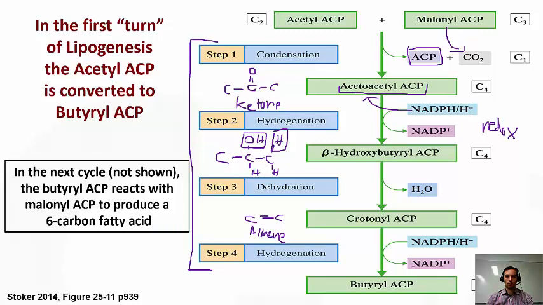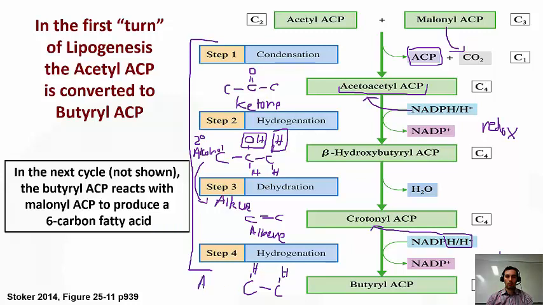We then turn the ketone to a secondary alcohol via the redox reaction, where we are actually reducing this ketone group, and then we do the dehydration to convert the alcohol into the alkene. And then the last step is to do another redox reaction where we take the hydrogens off our NADPH and put them onto this crotonyl ACP, which is able to break that double carbon-carbon bond and instead replace those bonds with extra hydrogens.